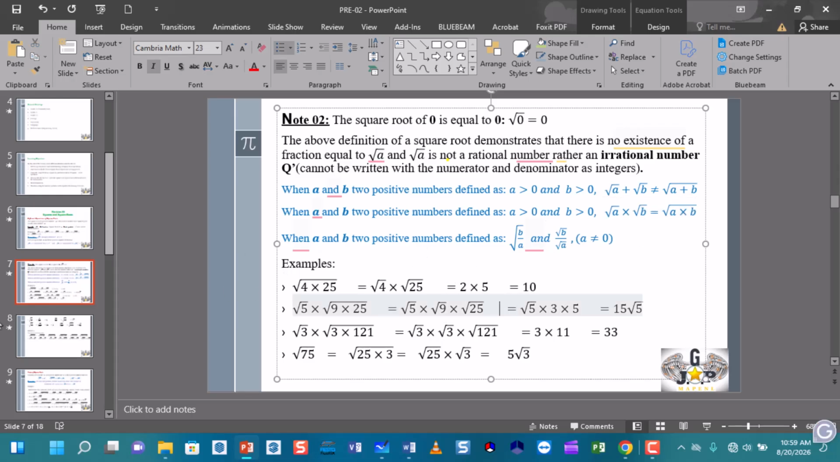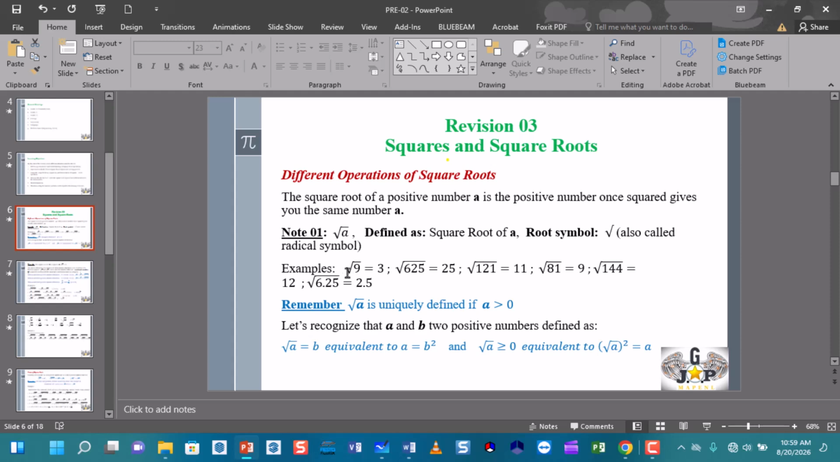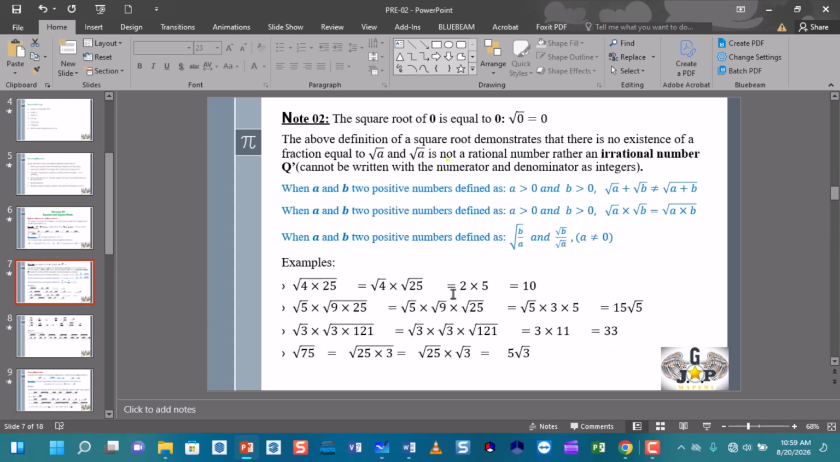Square root of 9, remember we went through it in the previous slide, right? Square root of 9 gives us 3. So if you go back here, square root of 9 will give us 3. Then you will notice that square root of 5 still remains square root of 5. It didn't change. Why? Because 5 is not a square number. 5 is a whole number.